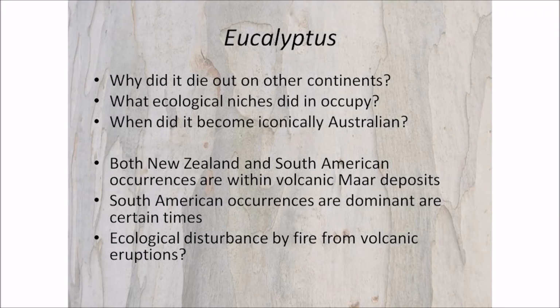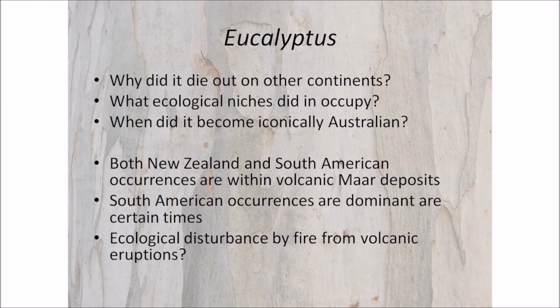And it raises a whole lot of interesting questions, at least for me. Why did it die out on those other continents? I mean, why was it successful here? When was it successful here? What ecological niches did it occupy in that period in the fossil record? And does that perhaps give us some ideas for what's happened? And when did it become iconically Australian?